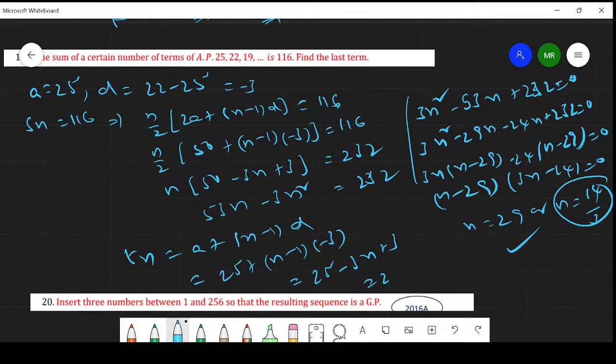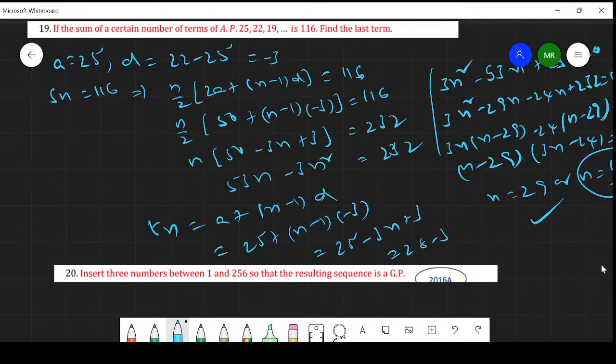Is the factorization clear? You can verify the factorization. Correct. When you got this, I got this one: 28 minus 3 into n value, take 29 here. You can simplify that. They are asking about the last term. Find the last term in the series.